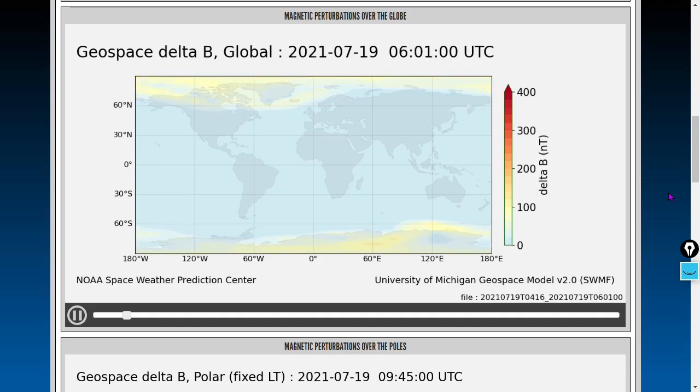Here's the ground magnetic perturbations, and we can expect to see something similar with perturbations on planet Earth. Ground magnetic perturbations are known as geospace delta B, and in science, when you see the variable delta, that means change in whatever you're looking at. This scale is in nanotesla. Magnetic flux density, not magnetohydrodynamic pressure.